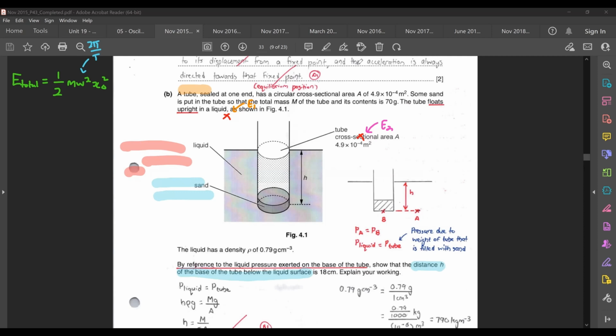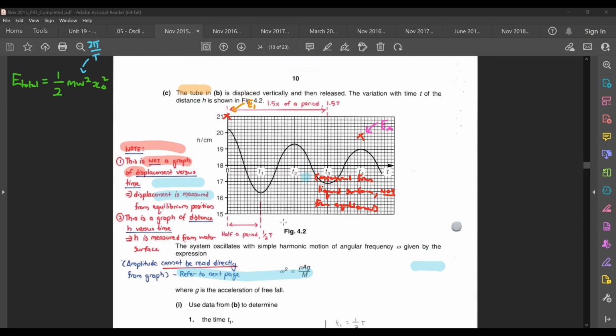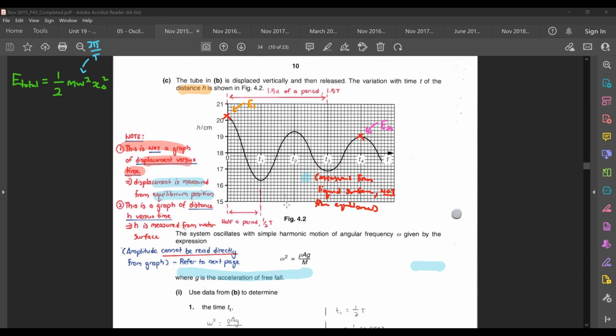Okay, so here, when you're talking about your distance h, it is actually measured from the liquid surface, not from equilibrium. Okay, so the graph that they gave you here is actually a graph of distance h versus time, not a graph of displacement versus time. If you're having a graph of displacement versus time, the displacement, strictly speaking, must be measured from the equilibrium position itself.